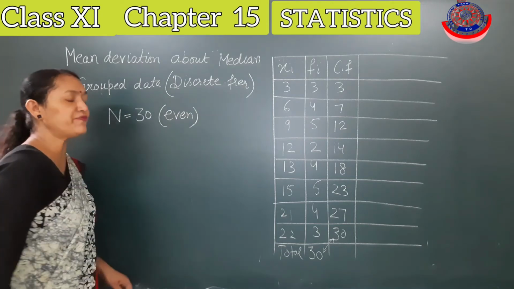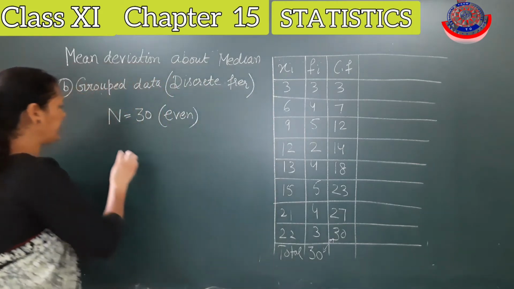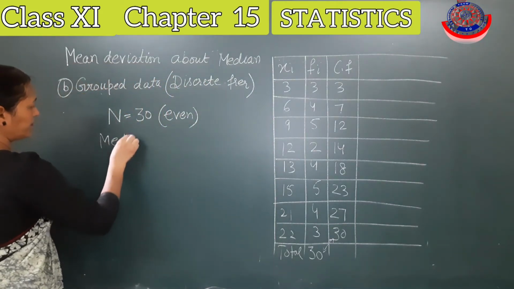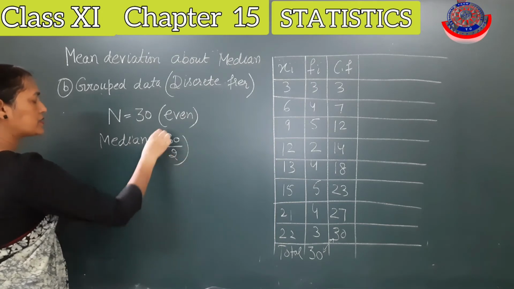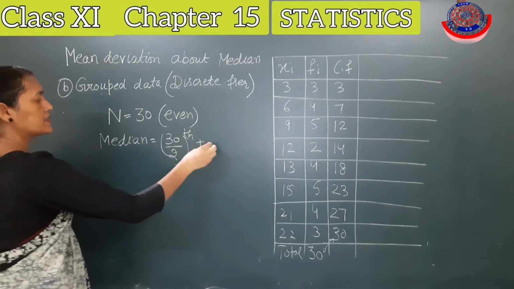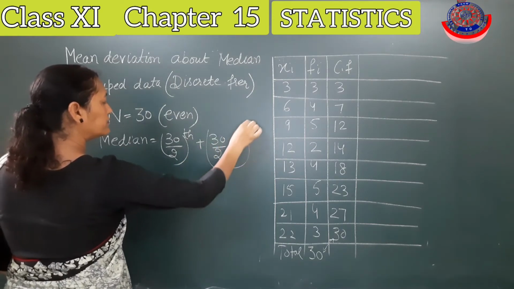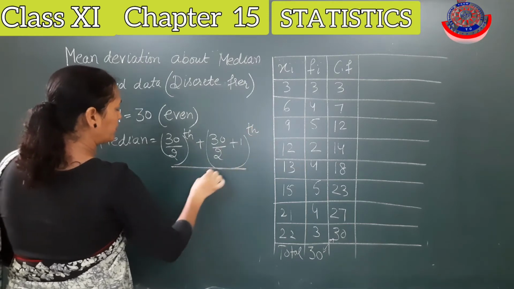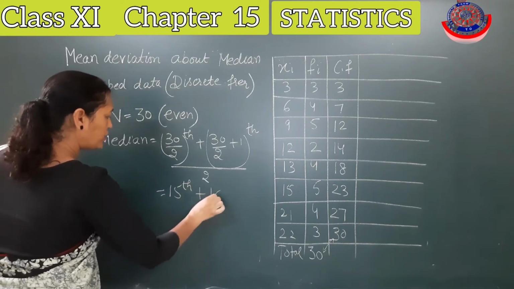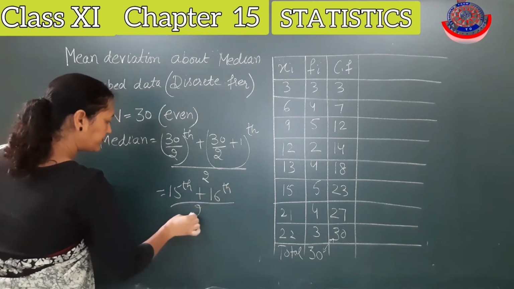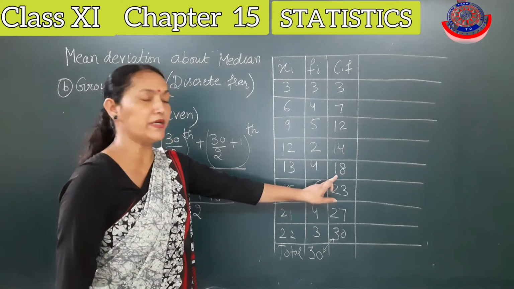And we have learned that if median we have to calculate and N is even, then median would be N by 2th term, means 30 upon 2th term, plus N by 2 plus 1 upon 2. So 15th observation plus 16th observation upon 2. And if we check from the table, 15 and 16 both come here.